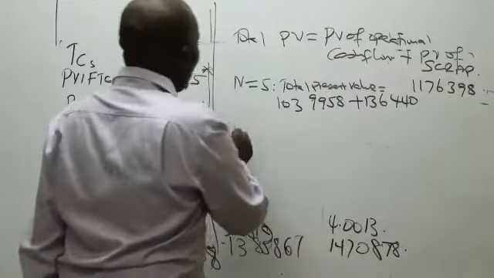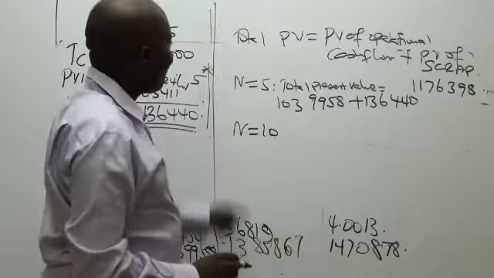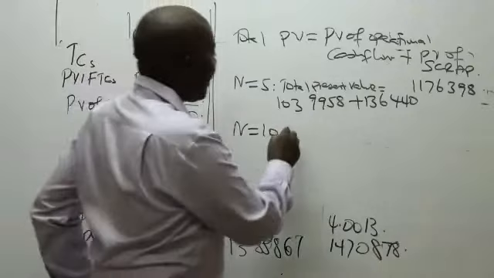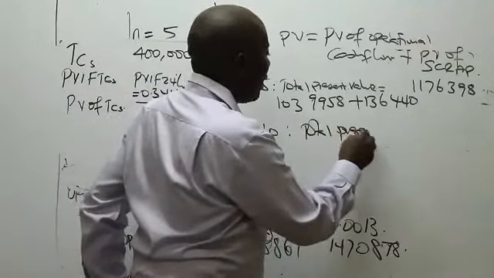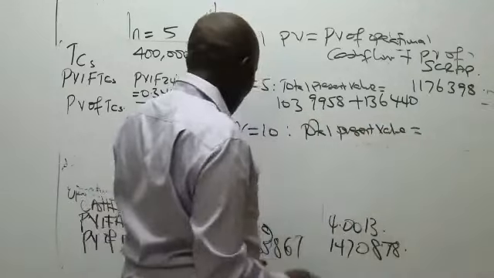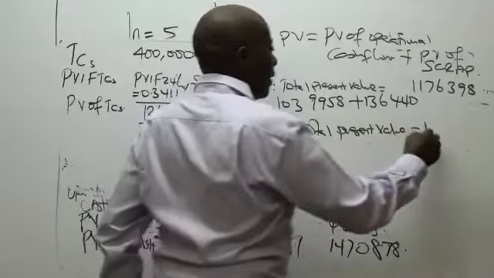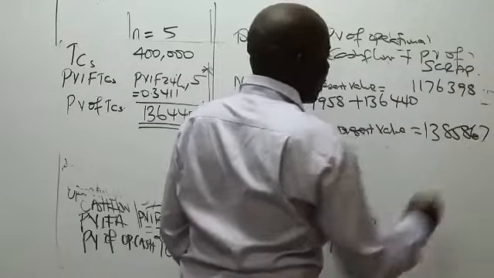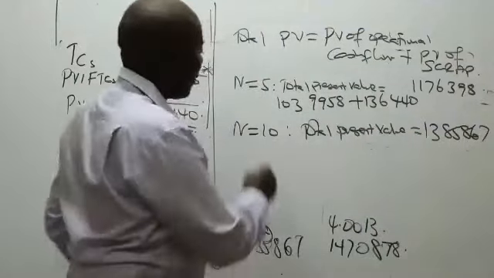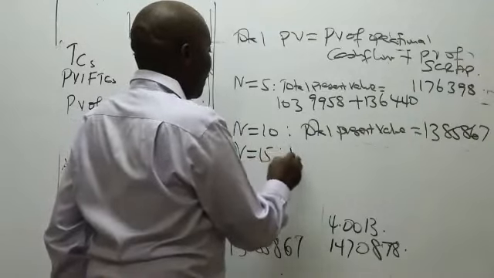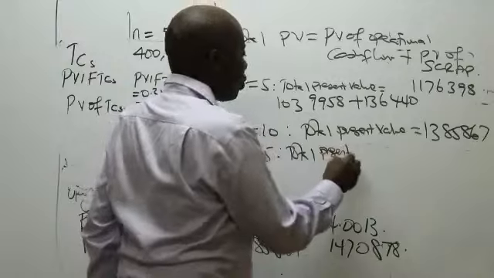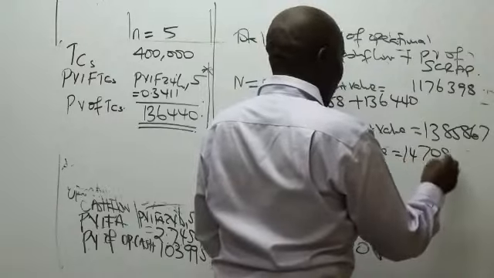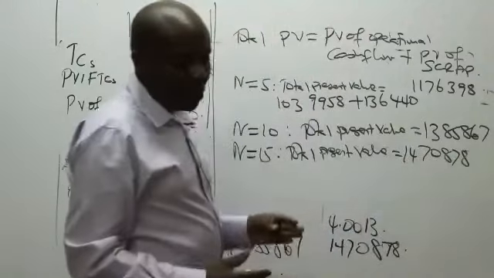How about the total present value when N is 10? Fortunately, we know that when N is 10, we don't have scrap. So the total present value remains just what we had down here, 1,385,867. The same, when N is 15, the total present value will be equal to 1,470,878. Thank you so much.